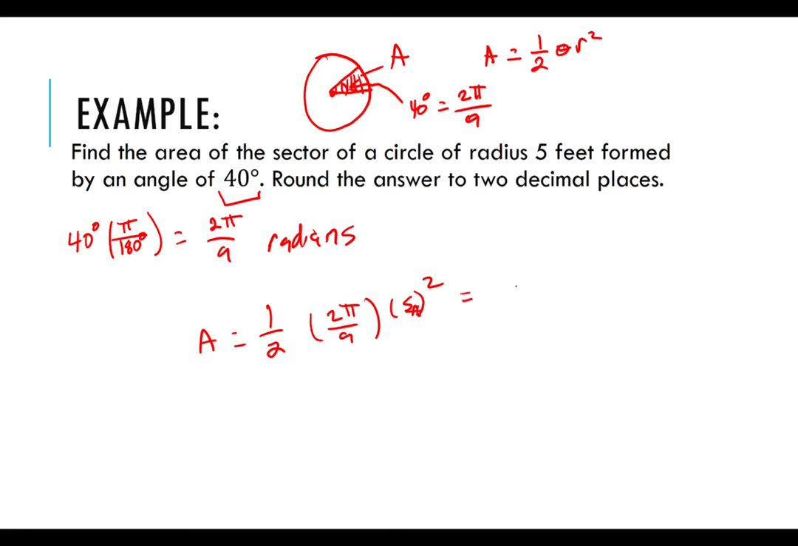So that's going to be 25 pi ninths feet squared, but because we're told to round to 2 decimal places, I get that this is approximately 8.73 feet squared. And so that's the area of that shaded region.